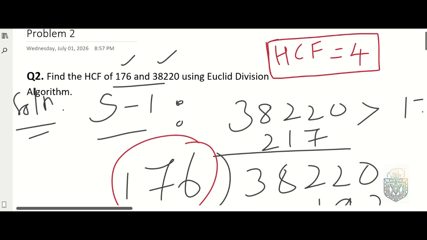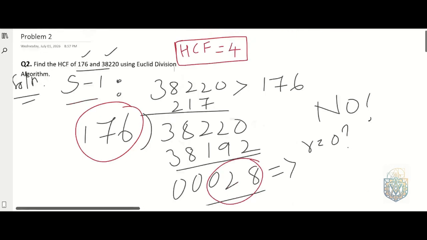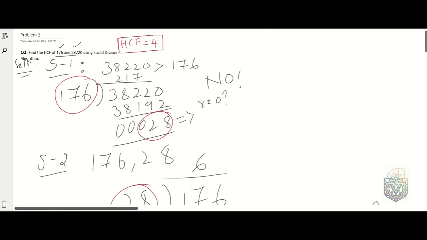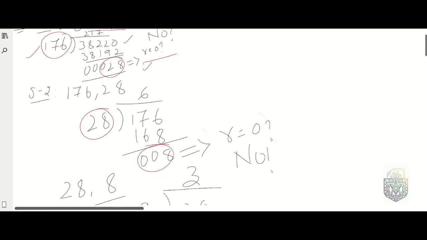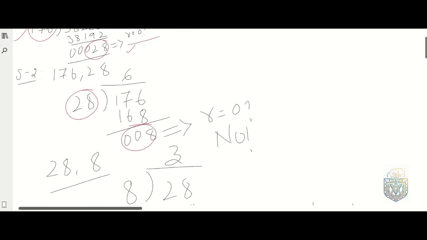We'll go through the problem once again to see how we did it. Initially we started with the greater number. We found that 38220 is the greater number between 38220 and 176. We started with dividing 38220 with 176. Then we found the remainder as 28. Then we found it is not equal to 0. Then again we continued with the divisor 176 and the remainder. Again we got the remainder as 8, which is again not equal to 0.